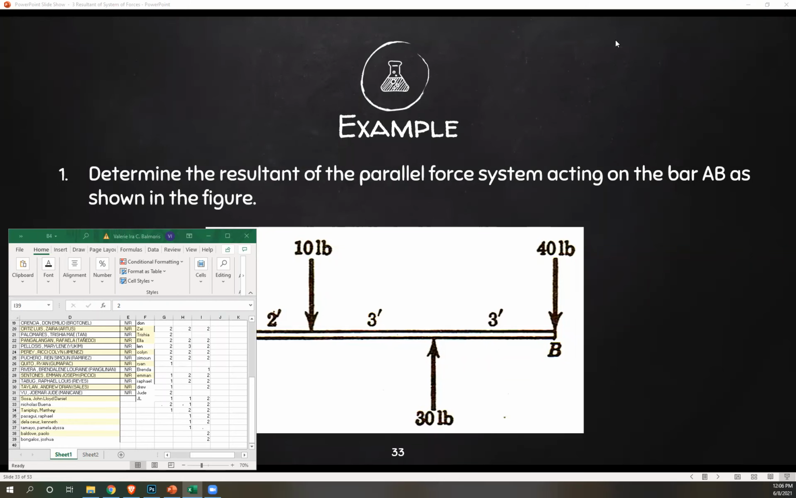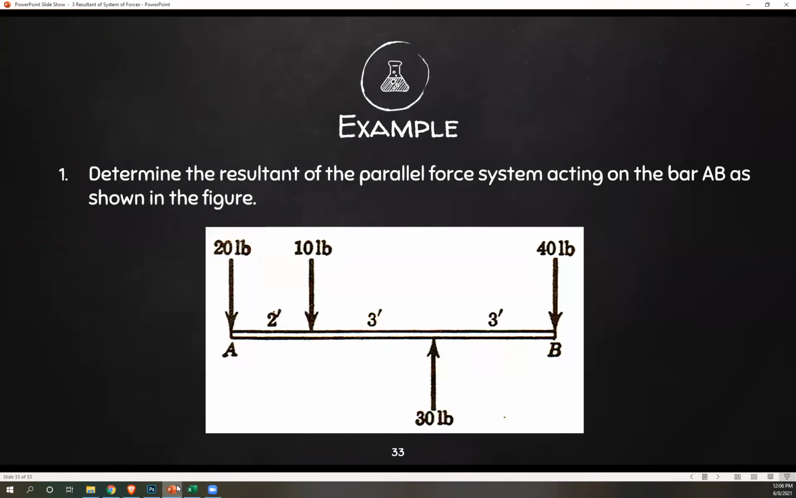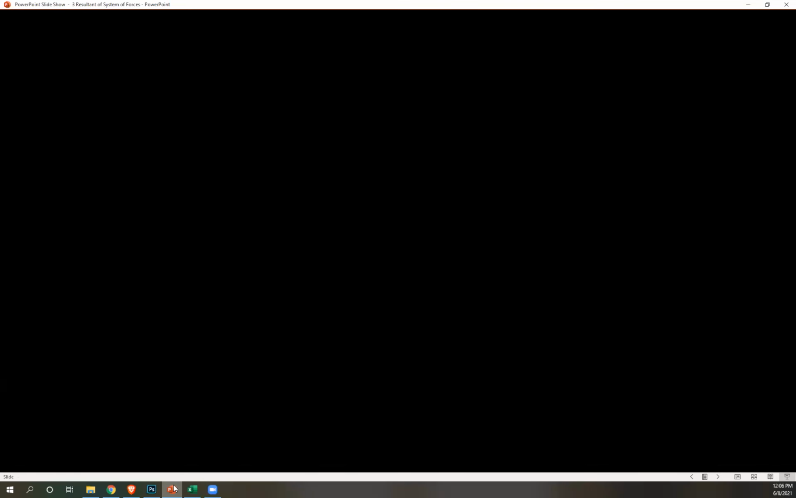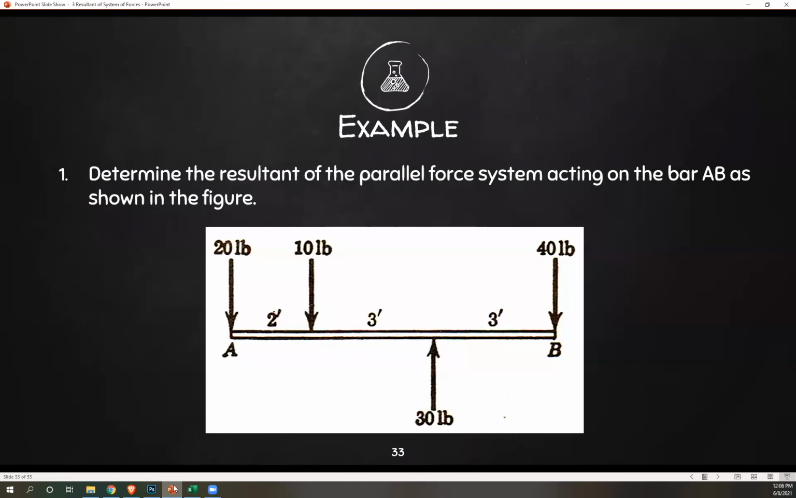Last meeting, we finished resultant of concurrent force systems, and then we started with the resultant of parallel force systems. We answered up to this number, right? Now, we just continue answering our problem set. So let's move on to number 2. Once again, ready your calculator for faster solving.